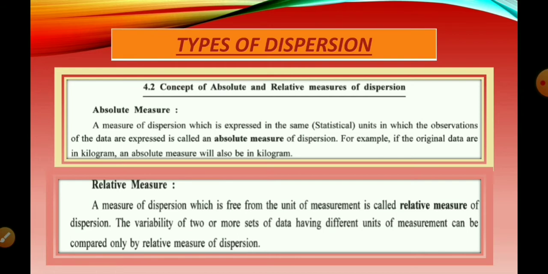Next is the relative measure. This measure is generally free from the unit of measurement. That means here no unit of measurement is to be written. If in the sum kg is written, in absolute measure we will write kg, but in relative measure we will not write kg. We will not write any unit in relative measure. So the relative measure is generally free from the unit of measurement. Absolute measure and relative measure.